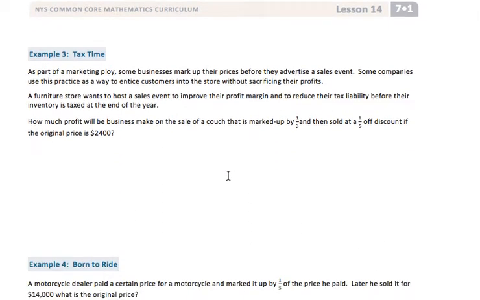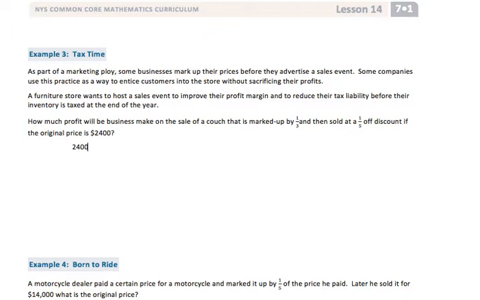Example 3 is tax time. In this example, there's an illustration of how companies will sometimes mark up their items before they mark them down so that they can get more of a profit without the public understanding that. So what they did at this store was to mark up the sale of the couch 1/3 and then sell it at a 1/5 off discount. So the original price is $2,400.